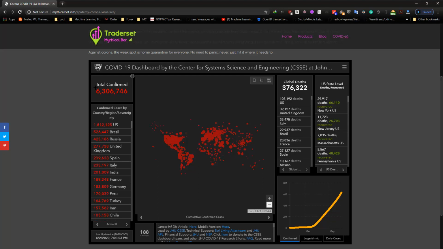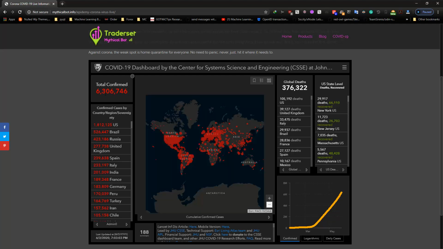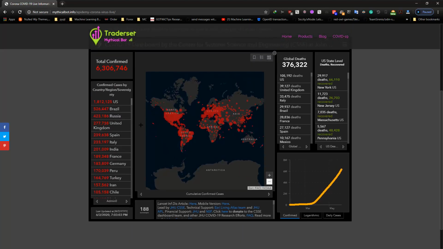So right now you can see that the total number of confirmed cases is way beyond 6 million. Damn, it was less than 3 million a month ago. It was near 2 million before that, so you can guess the progress. And of course, it gives us information about different countries, confirmed cases, global deaths, and I think somewhere it has recoveries here. And if you're a resident of the US, there is more dedicated information for the US.